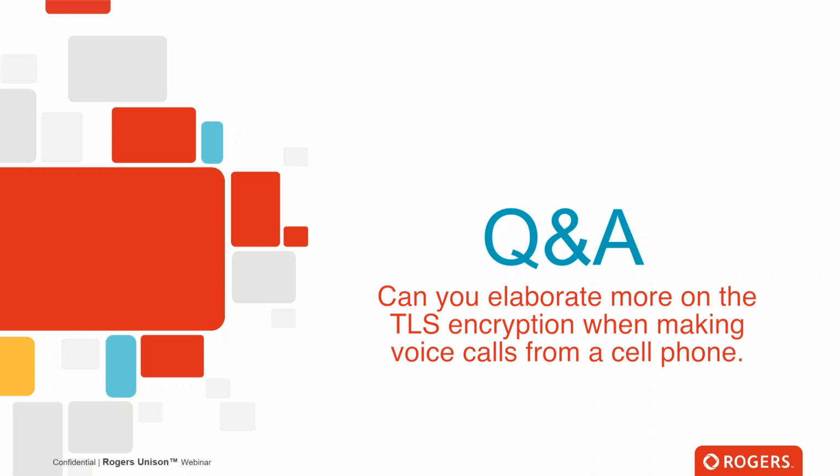And that means that with TLS, it's very difficult for individuals to hack in to listen to that conversation. So if your business handles a lot of very sensitive information, you think about maybe a board of directors call happening within your organization, as long as all of those participants are on Rogers Unison, it means that every leg of that call is encrypted with TLS, providing a much greater level of security.